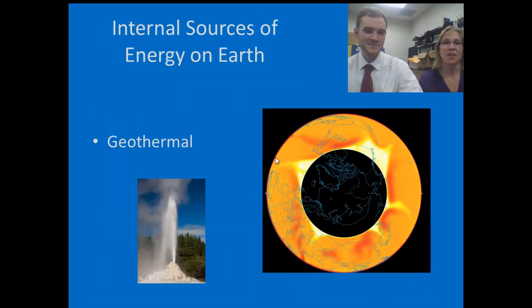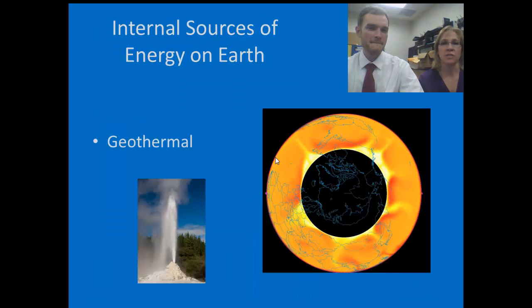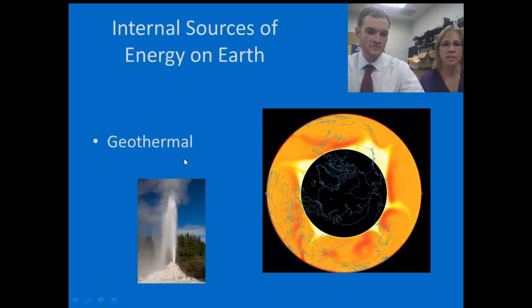So now we're going to talk about some internal sources of energy on the earth. Internal meaning that the energy is coming from within the earth rather than from outside of the earth. One of these is called geothermal activity, and what is happening here is we see a geyser down here where we have water and steam shooting out. Geo means, you know, the land and the earth, and thermal actually means heat.